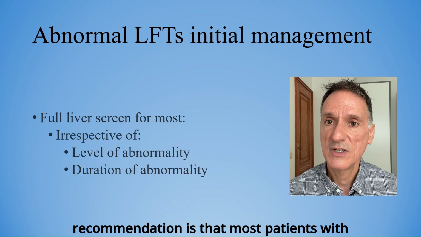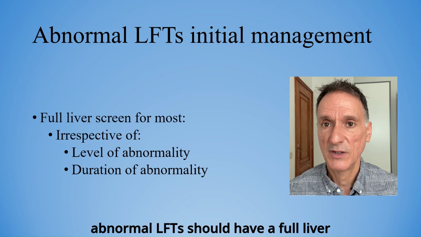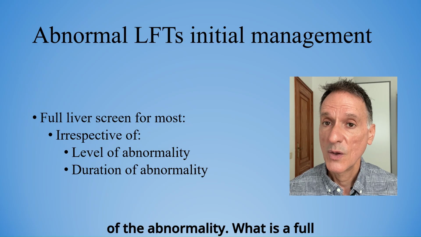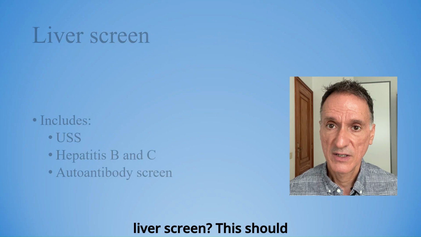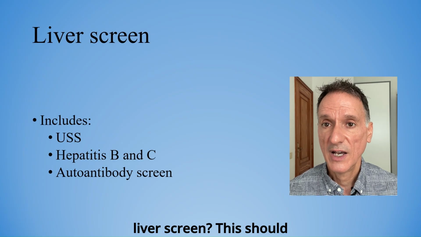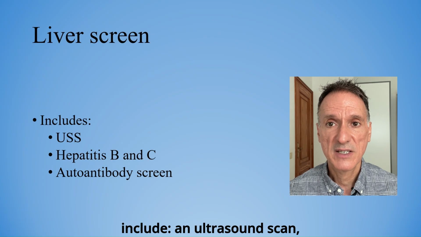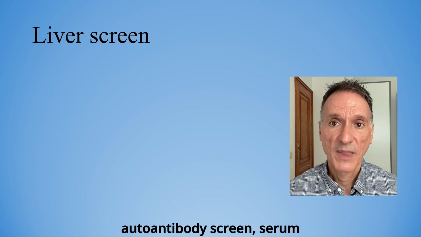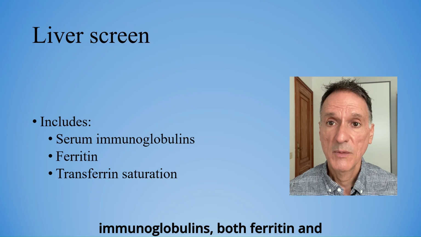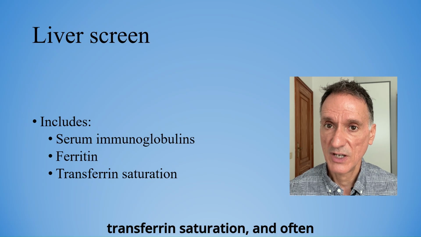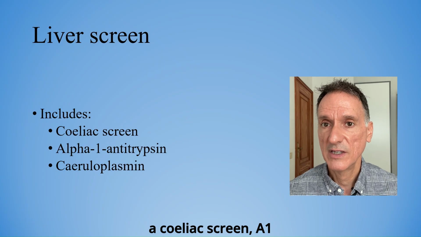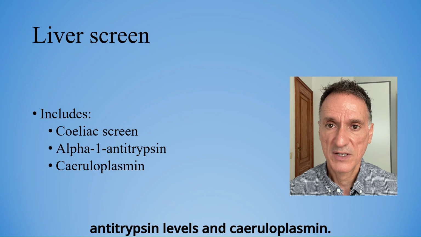Therefore, the recommendation is that most patients with abnormal LFTs should have a full liver screen, irrespective of level and duration of the abnormality. What is a full liver screen? This should include an ultrasound scan, hepatitis B and C screening, an autoantibody screen, seroimmunoglobulins, both ferritin and transferrin saturation, and often a celiac screen, alpha-1 antitrypsin levels, and ceruloplasmin.